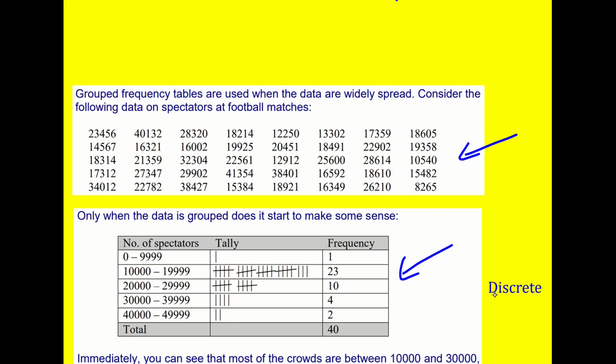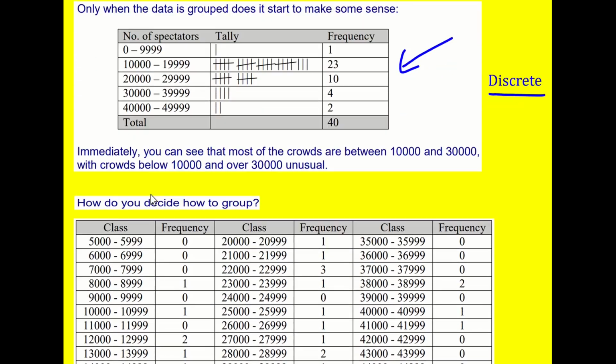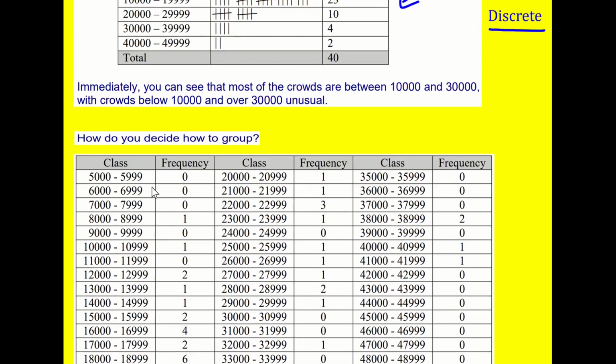Just to note, this is actually discrete data, so you can see there's no overlap, because I'm talking about spectators at football matches, I can't have 9,999.5, for example, so I represent it like this. Okay, the question is, how do I decide to group it? I've chosen to do 10,000 here, but why not do something else? What if I did every 1,000? Well, this is what happens.